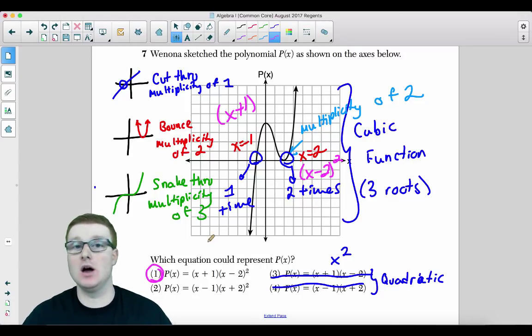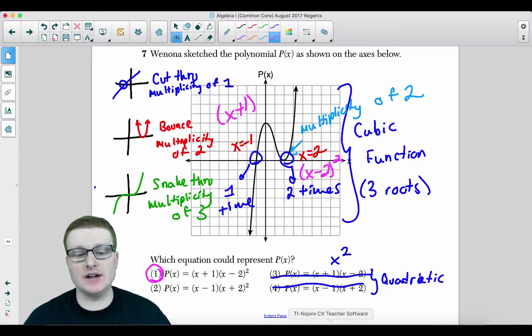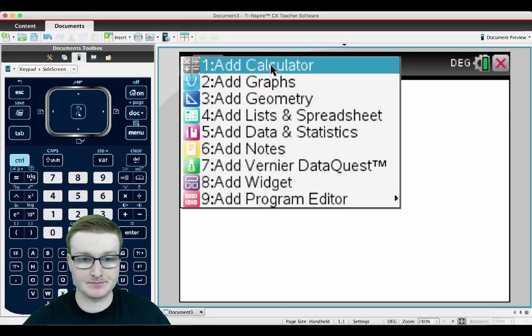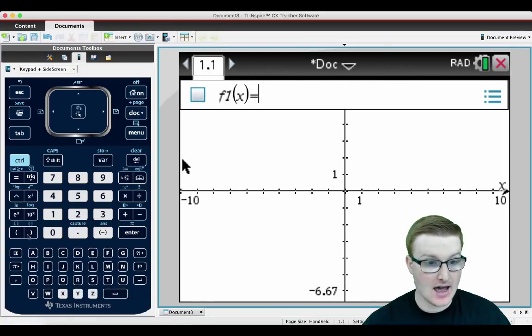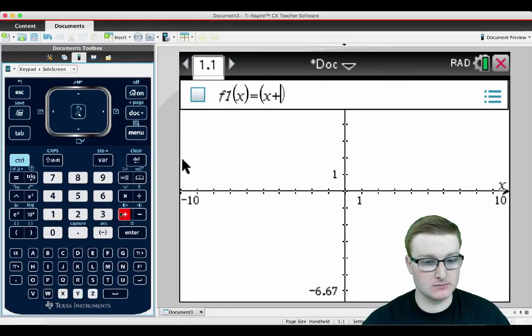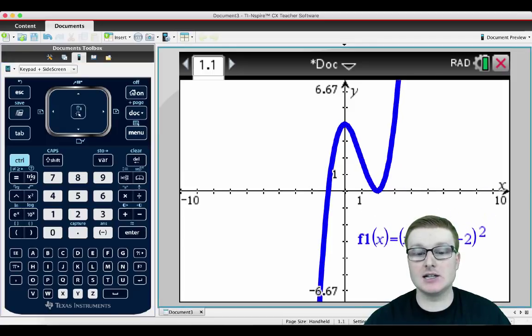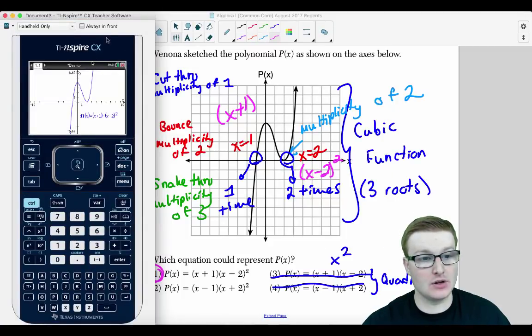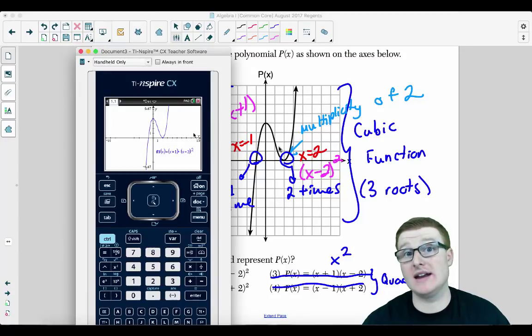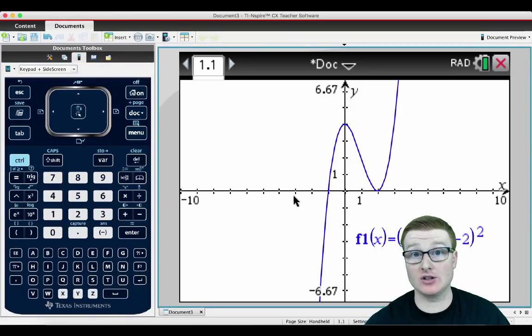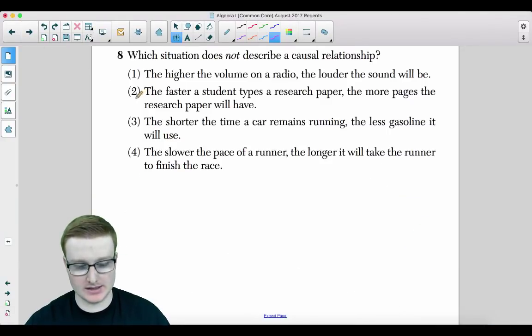Now, let's just say you knew none of what I was talking about. It's a very simple question to just go to your graphing calculator and graph all of it. So if I go to my graph and you type in x plus 1 and you type in (x minus 2) quantity squared, that is a clear representation of the graph that is shown right next to it. Okay, so that's how you do that question, either graphically or algebraically or conceptually. Okay, that's number 7. We're moving on to number 8.